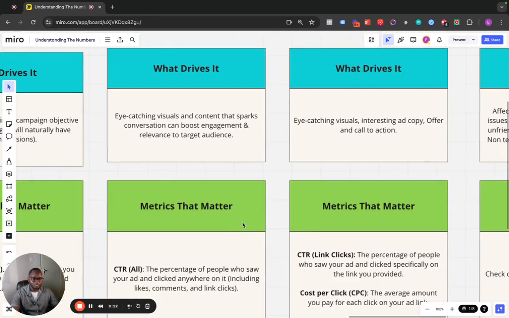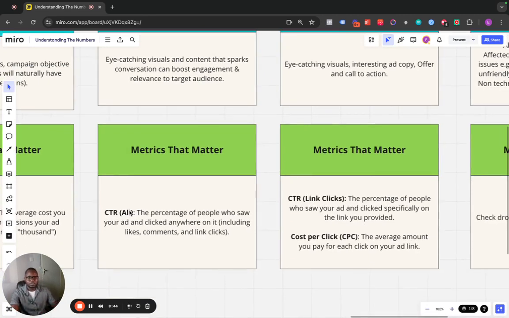And the other thing that matters is also how relevant it is to the target audience, because it doesn't matter if, let's say, you have the most interesting fashion design creative, for example, and you're targeting it to construction workers, the vast majority of them will not resonate with it. So it's very important for you to also know who you are actually targeting. And the metric that you want to keep an eye on in this case is the CTR all.